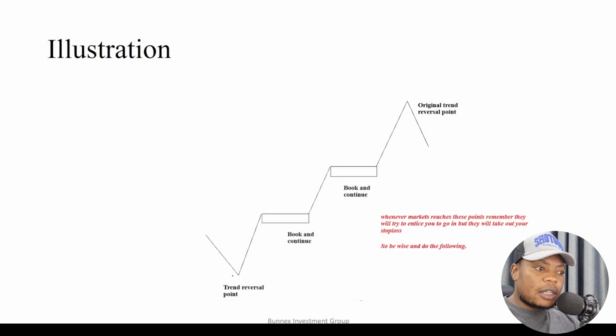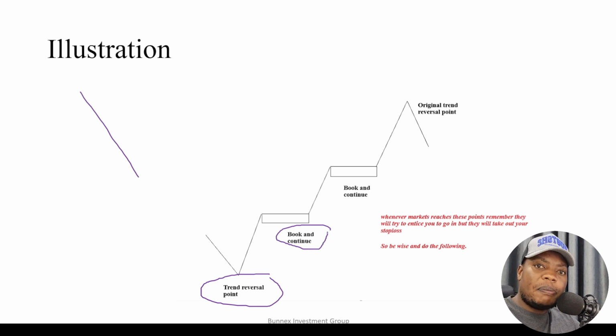All right, so this is the trend reversal. As you can see, there was a prior trend from this particular side, then a book and continue. By book and continue, we mean this is a point whereby they take some of the portions within their trades and then they continue. Same applies to this one. And then this is the original trend reversal point. So how do they do those traps within these particular points?